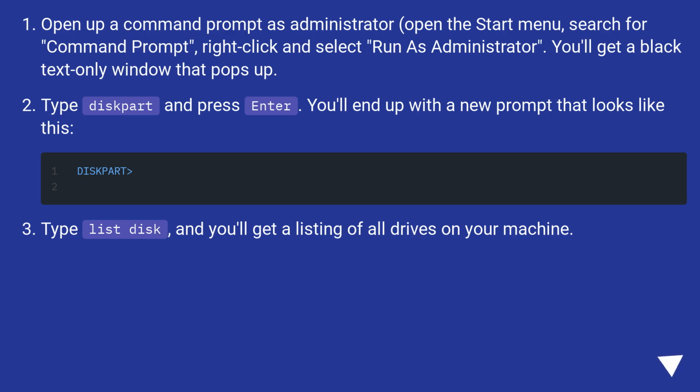Open up a command prompt as administrator: open the Start menu, search for command prompt, right-click and select Run as administrator. You'll get a black text-only window that pops up. Type diskpart and press enter. You'll end up with a new prompt that looks like this. Type list disk, and you'll get a listing of all drives on your machine.